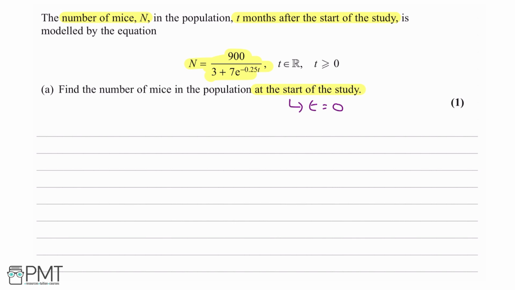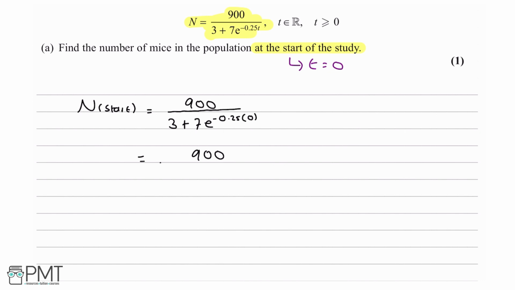So we're going to say n at start equals 900 over 3 plus 7e to the minus 0.25 times 0. So e to the minus 0.25 times 0 is e to the power of 0, which is going to be 1. So it's 3 plus 7 times 1, which is just 10. So 900 over 10 equals 90. You get 1 mark for this question, and that 1 mark comes from getting a starting population of 90.